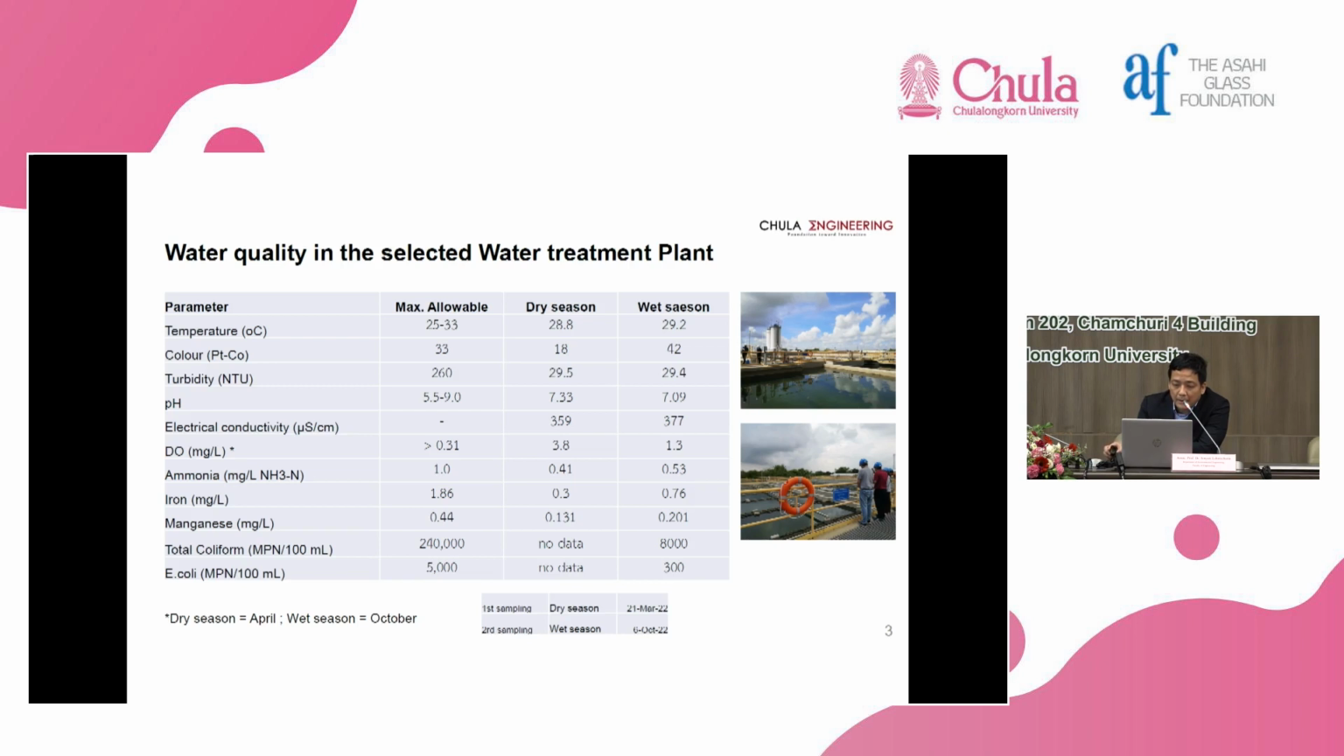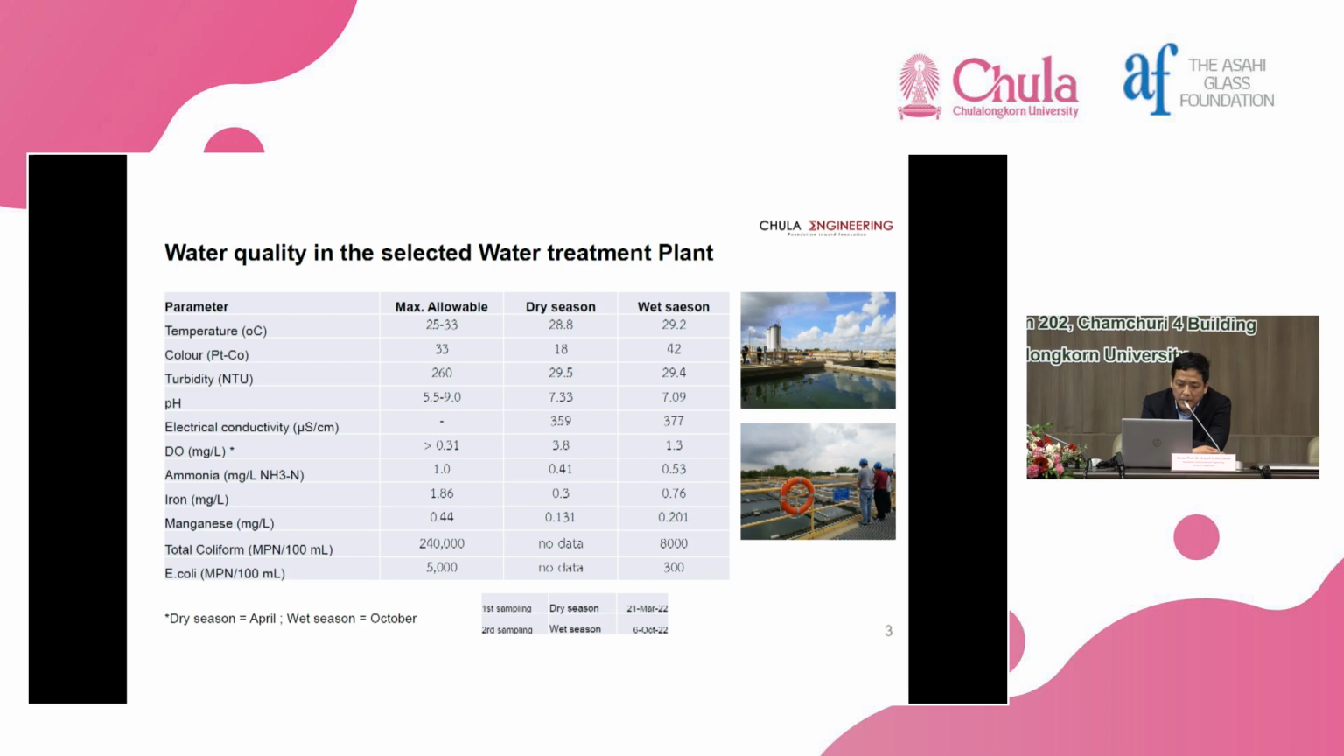So we collect the raw water, and after treatment in several steps in the very big water treatment plant in Thailand, this uses the water from the river as the water for producing potable water. The collection of the sample is in 2 seasons, in dry and wet season. What I would like to have your attention on is the manganese level in the raw water.